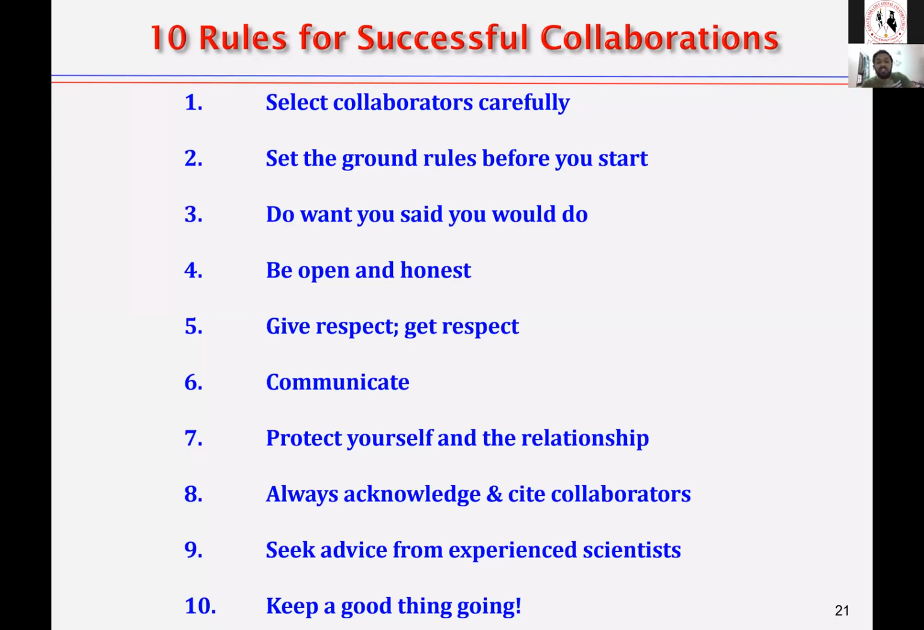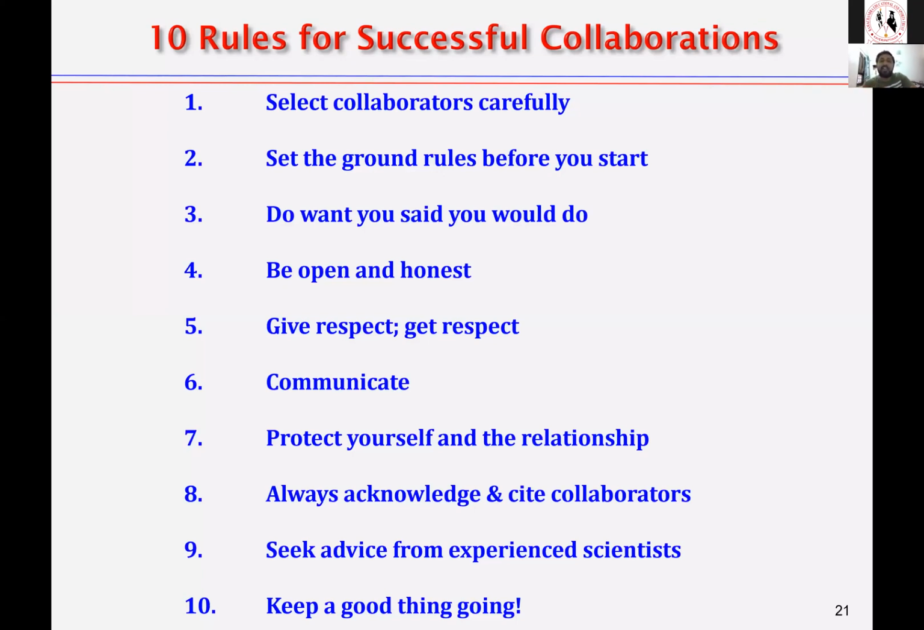So it is very, very essential. Give respect and get respect. Even if sometimes your collaborator is short-tempered and shouts, maybe push back yourself. Give him or her a chance to correct himself or herself. Don't react immediately. Give them one more chance or two more chances.